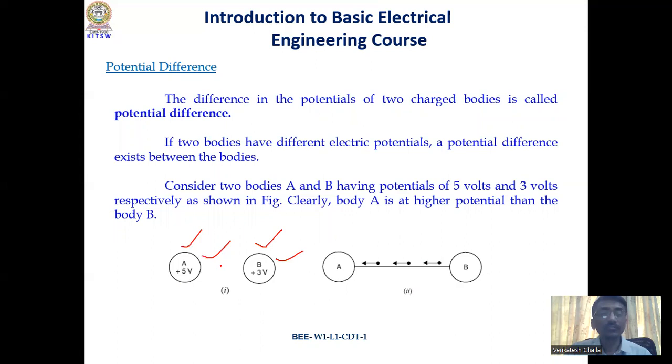And what happens if I connect a copper wire between them? If a copper wire is connected between them, then the current flows from higher potential to lower potential. The current direction will be like this. Okay, current flows from higher potential to lower potential. It means in reality what happens? Electrons flow from B to A.